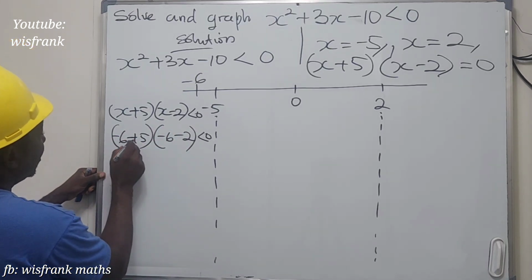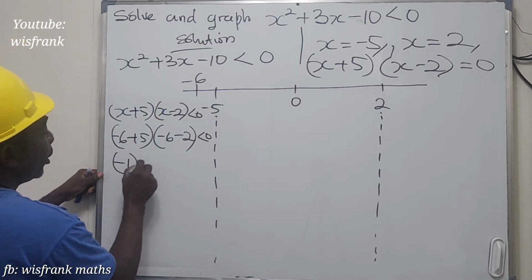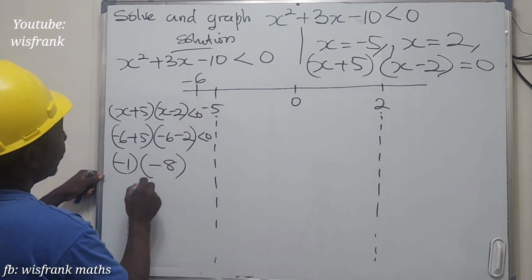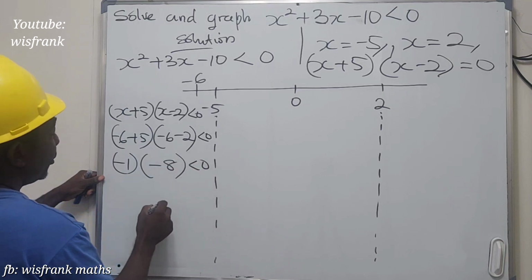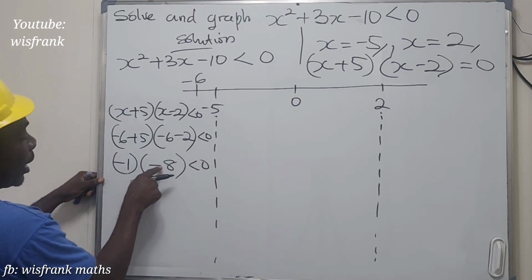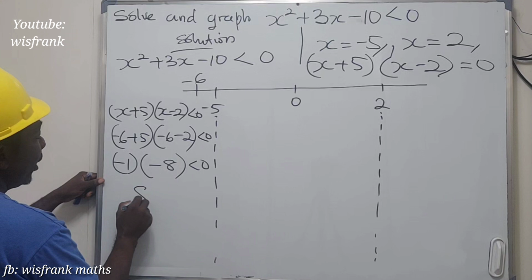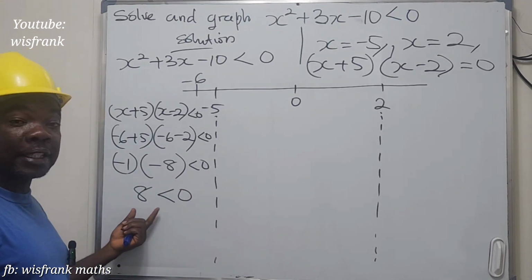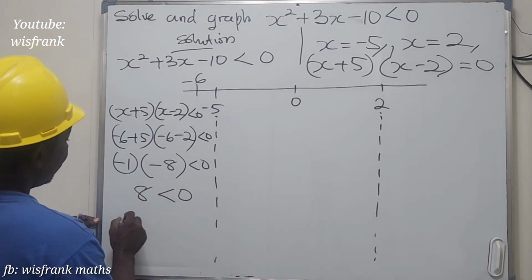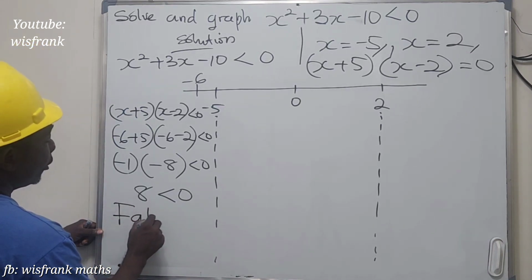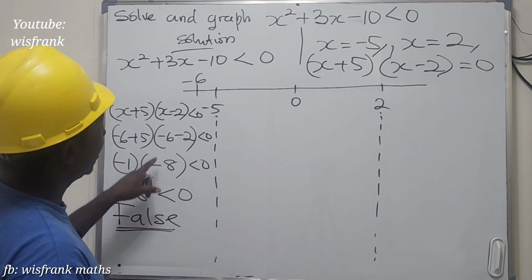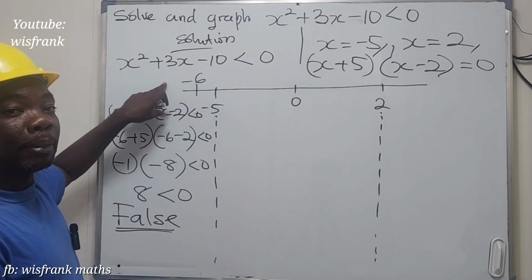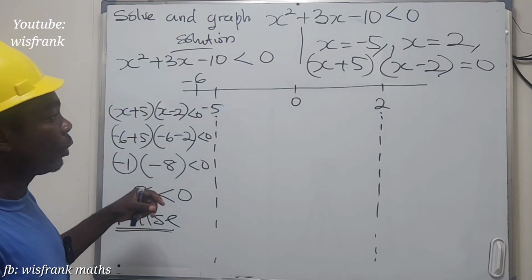So here we have minus 6 plus 5, which is minus 1, times minus 6 minus 2, which is minus 8, is less than 0. So we have minus 1 times minus 8, which is 8. 8 is less than 0. Is this statement correct? If 8 is less than 0, no, this is false. So we have a false statement. So x equals minus 6, which we took to the left of minus 5, is false on this inequality.